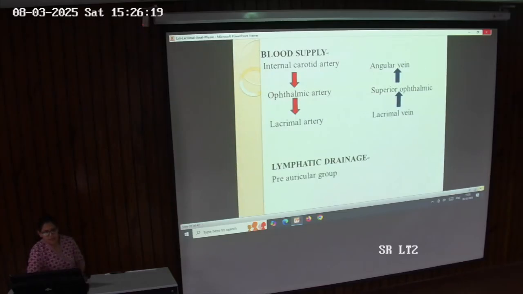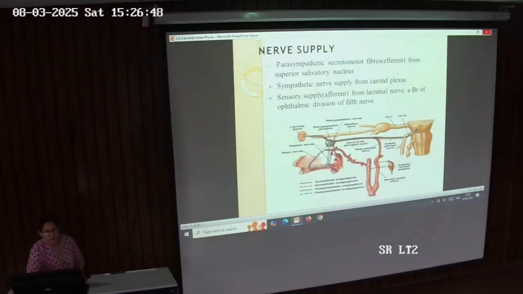Blood supply is through the lacrimal artery, which is a branch of the ophthalmic artery, which is a branch of the internal carotid artery. Venous drainage occurs through the lacrimal vein, superior ophthalmic vein, and then the angular vein. Lymphatic drainage occurs through the preauricular group of lymph nodes. Parasympathetic nerve supply occurs through the superior salivatory nucleus. Sympathetic supply occurs from the carotid plexus, and sensory supply occurs from the lacrimal nerve, which is a branch of the ophthalmic division of the fifth nerve.